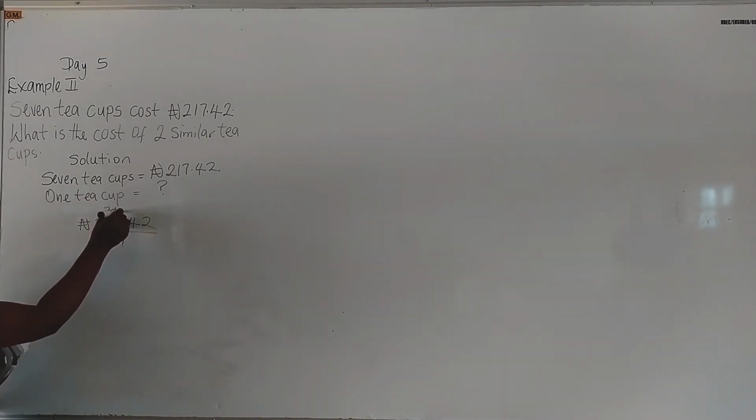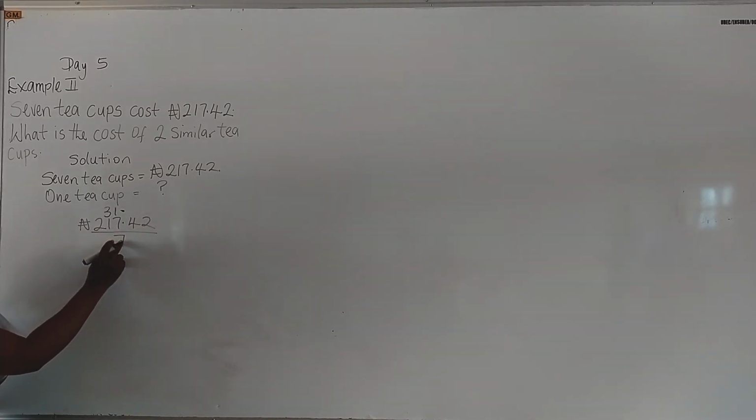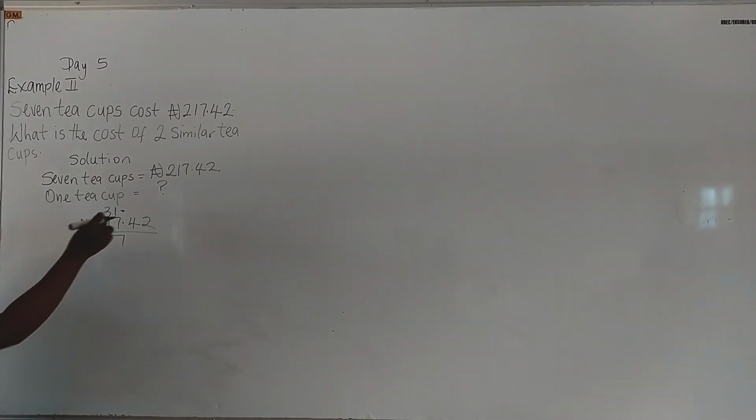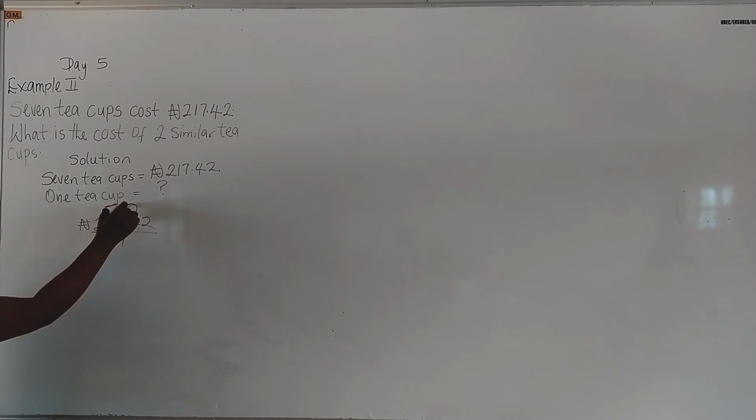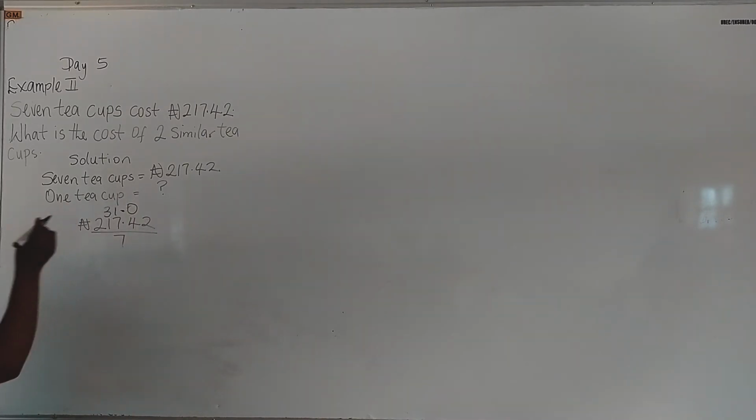See your point? Put your point. 7 cannot divide 4 because 7 cannot multiply anything to get 4. What you should do now is to fill that gap with 0. Write 0 here. Then join 4 and 2 together to fill this gap. 7 divided into 42. Use your multiplication table again.